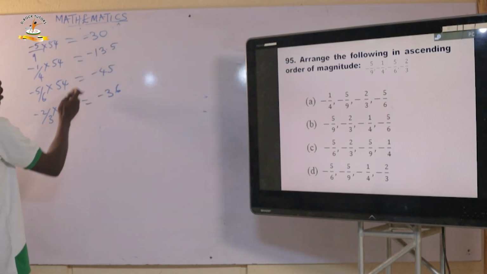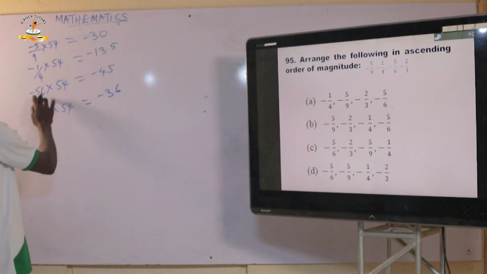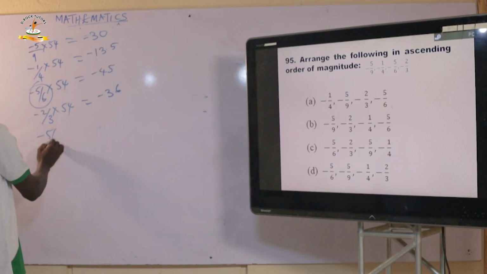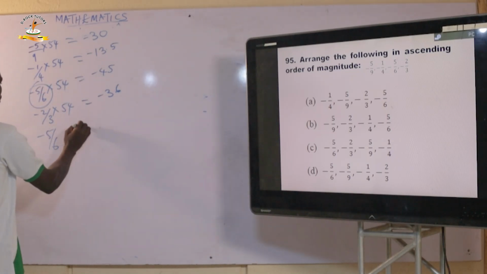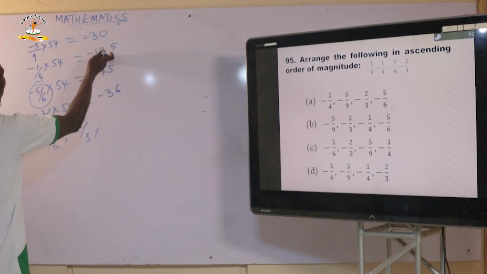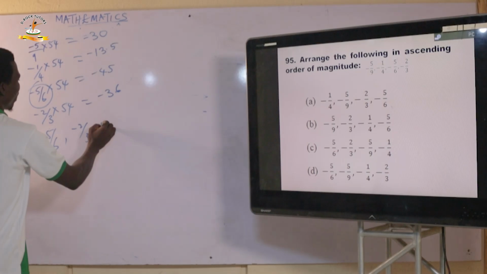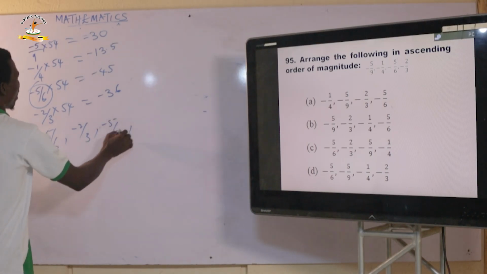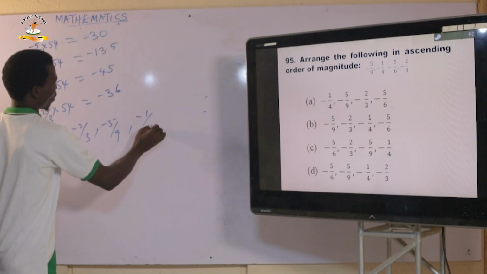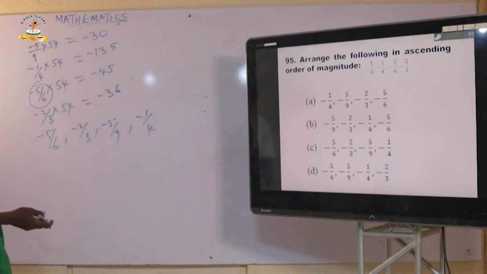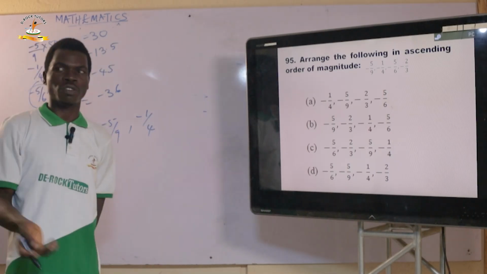And if you have to arrange, you bring minus 45, that is minus 5 over 6, followed by minus 36, that's minus 2 over 3, followed by minus 30, that is minus 5 over 9, and lead by minus 13.5, which is minus 1 over 4. Either way, it still gives you C as the correct option.